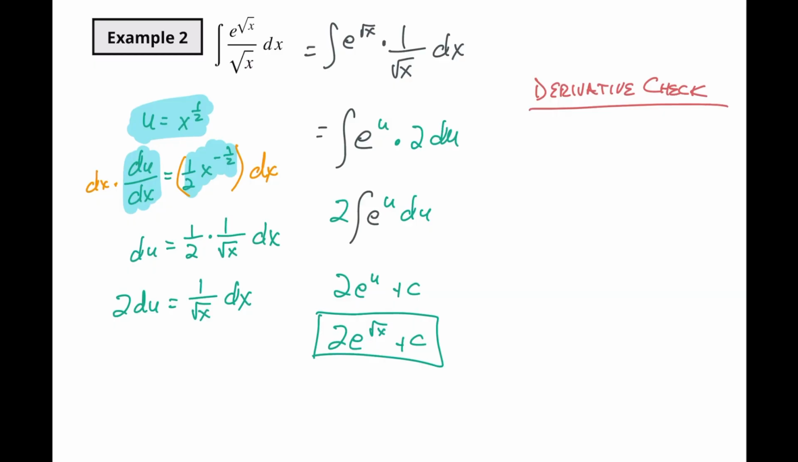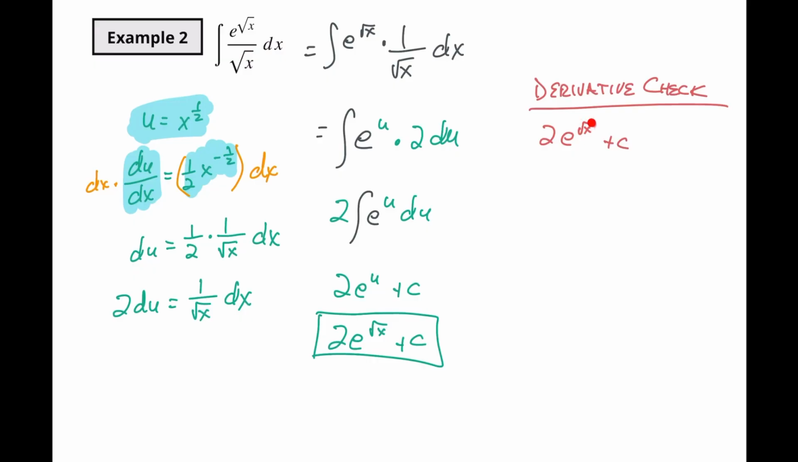Cool. Let's check it with the derivative like we always do. All right, so the derivative check. We've got 2e to the square root of x plus c. You don't really have to put this because we know that c, that constant, would go away, but I put it in there. So e to the square root of x. Well, let's move that back to a power again. So 2e to the x to the 1/2 power.